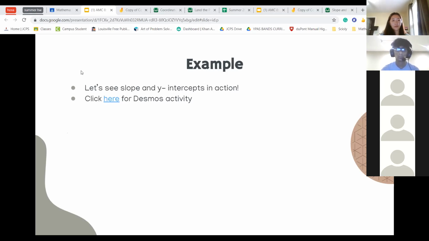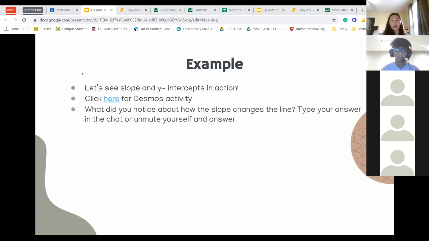So our first question is, what did you notice about how the slope changes the line? Type your answer in the chat or you can unmute, that would be nice too. There's no completely right answer, I guess. But just tell us what you noticed about how the slope changes the line, so how the line looks basically. And the slope was m in your Desmos activity.